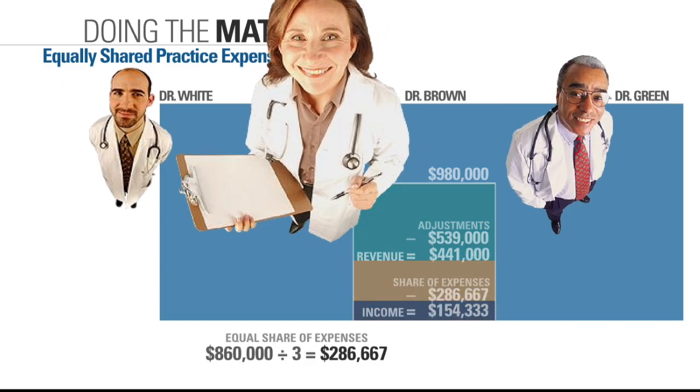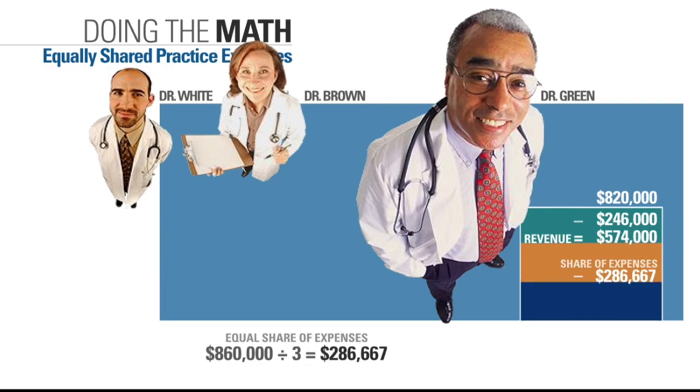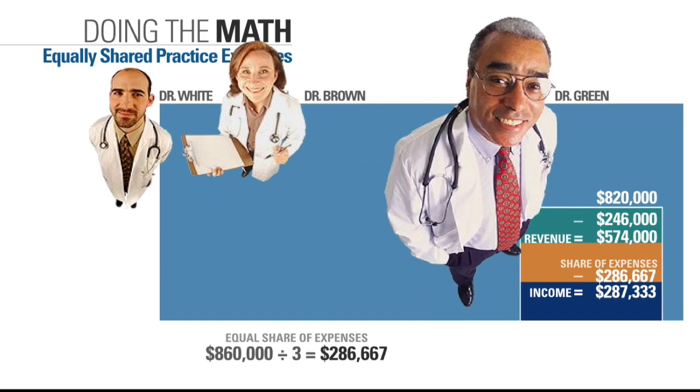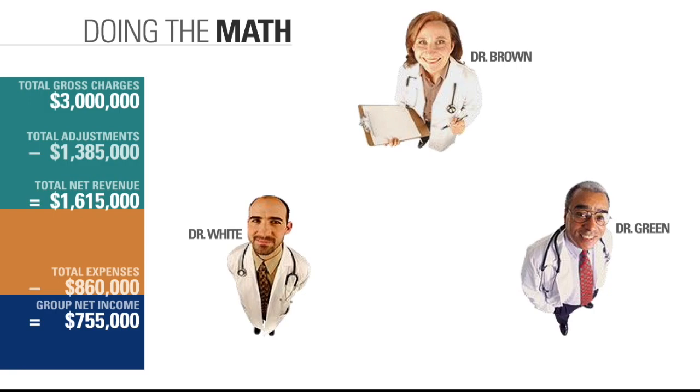Our third physician, Dr. Green, bills $820,000 in gross charges during a year. After contractual allowances of $246,000 are subtracted from that amount, Dr. Green's net revenue is $574,000. Using the equal sharing model, we'll subtract another $286,667 from Dr. Green's net revenue. This leaves Dr. Green with an income of $287,333.